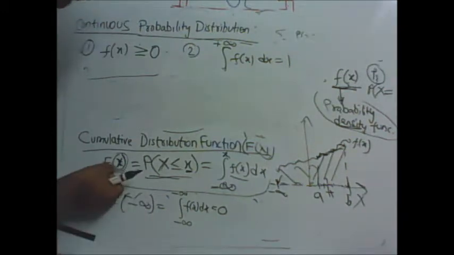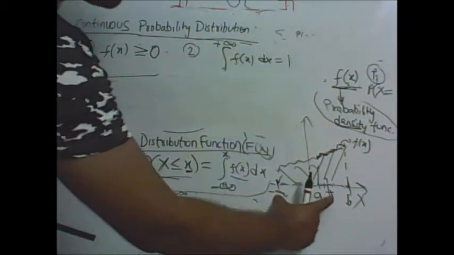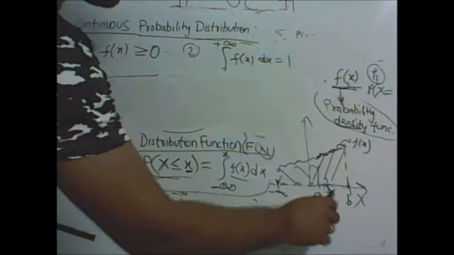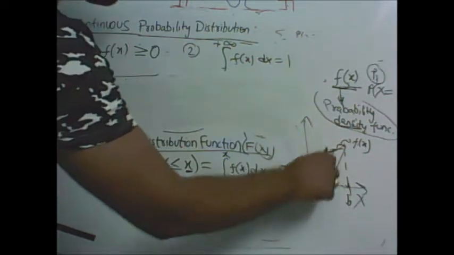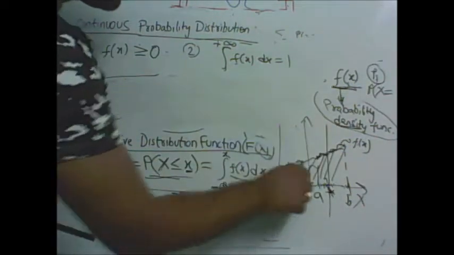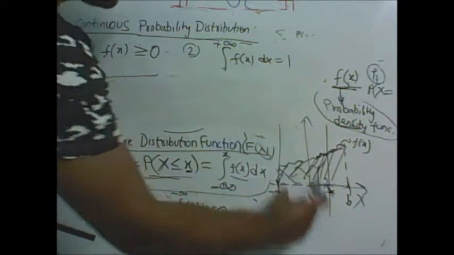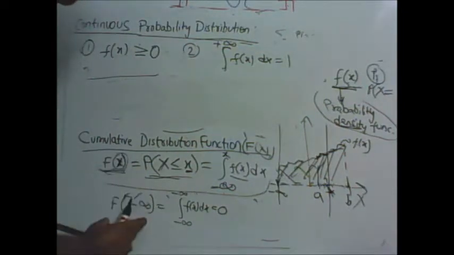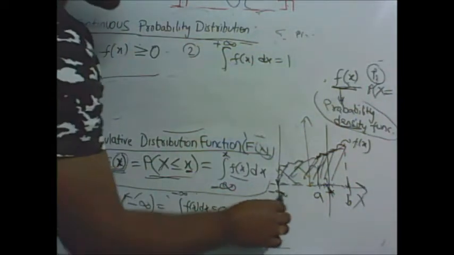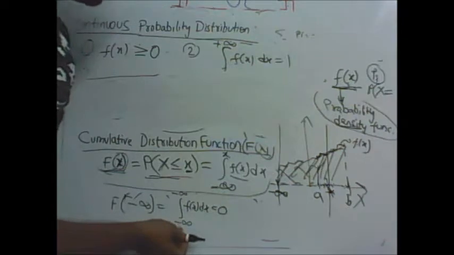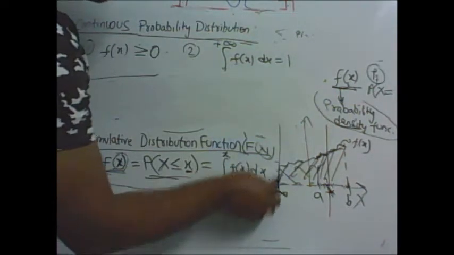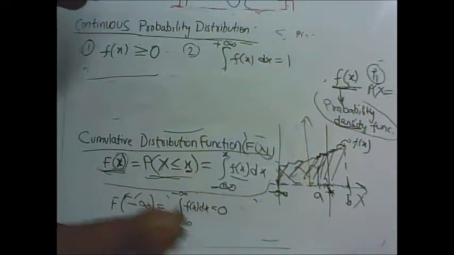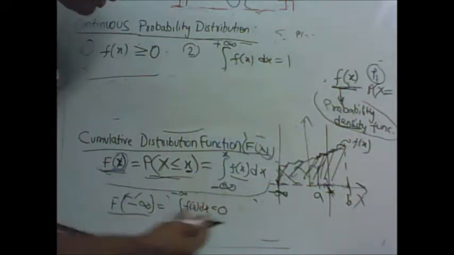When small f of x is taken from minus infinity to this point x, the total area between these lines is F of x. Similarly, F of minus infinity means the starting point is minus infinity and the ending point is also minus infinity. So here it is a line, and a line doesn't have any area.